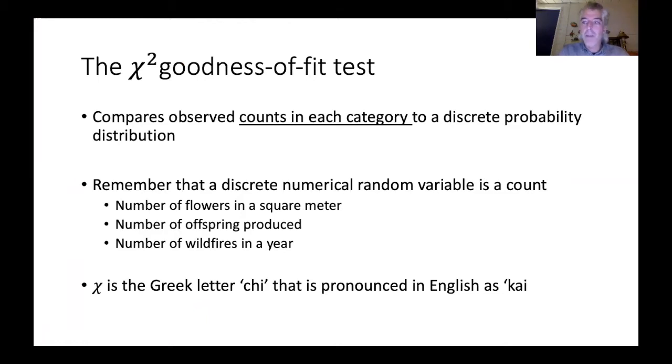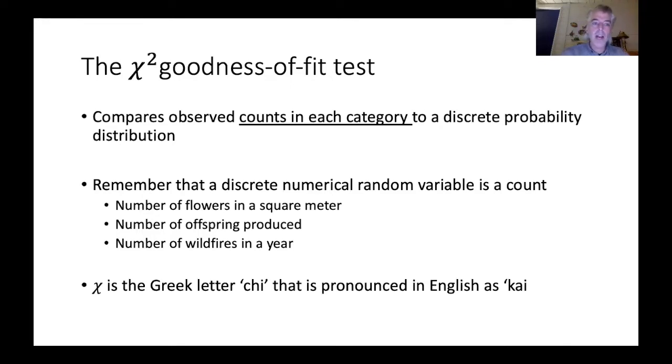But if you remember from our descriptions of data types, we talked about discrete numeric variables. And these are usually counts. These are whole integer values where we can't have values in between those integers. So for example, we might have counts of the number of flowers in a square meter of field, or counts of the number of offspring produced, or perhaps the number of wildfires within a year. And so we're going to use this distribution as a way of modeling the counts of the number of observations in each of our categories.